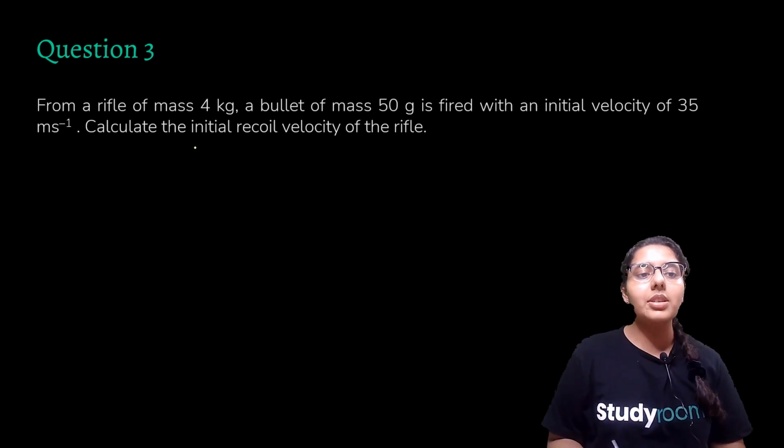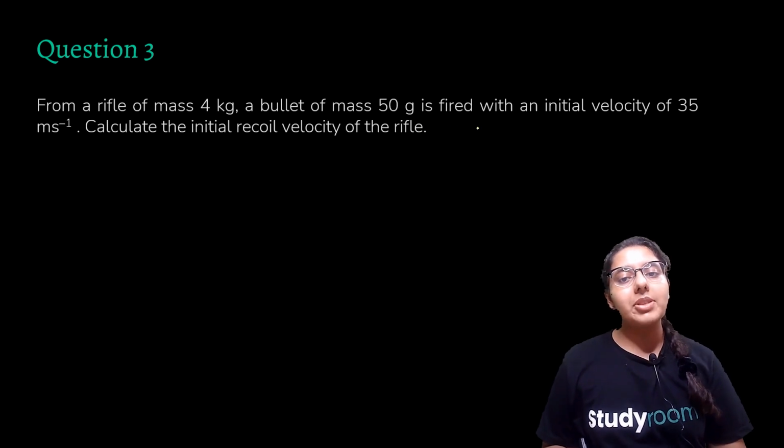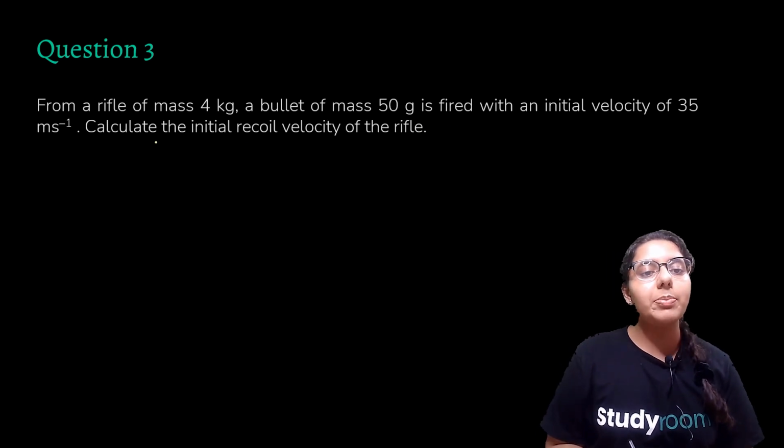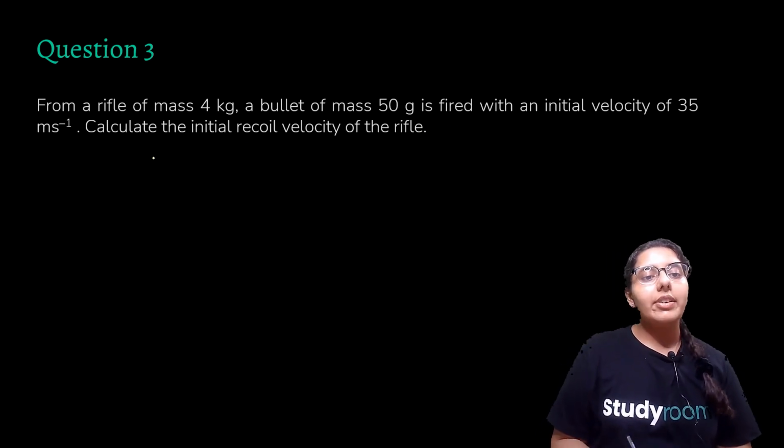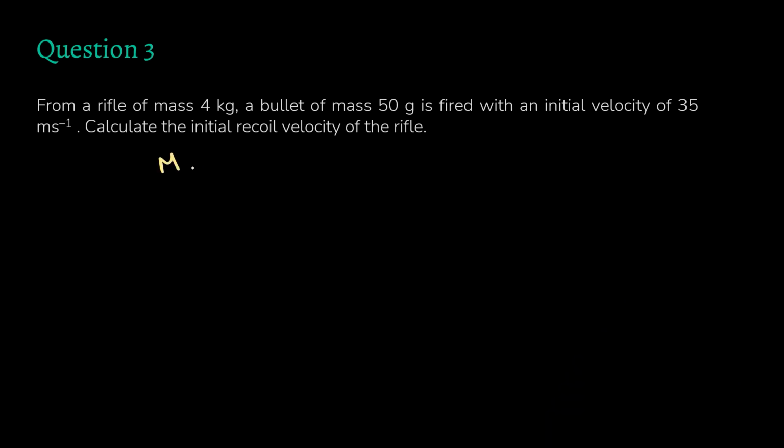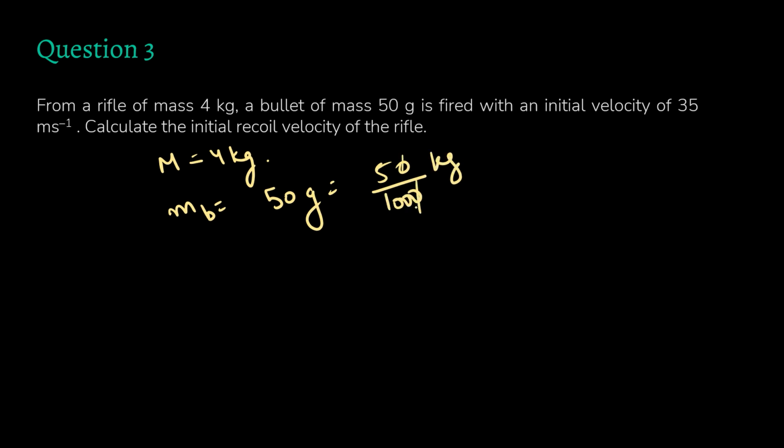Let's do this question. From a rifle of mass 4 kgs, a bullet of mass 50 gram is fired with initial velocity of 35 meter per second. So we have that the mass of rifle is 4 kgs. And what is the mass of bullet? Mass of bullet is 50 grams. That is how much in kgs? 50 by 1000 kgs, correct? So this is 0.05 kgs. Don't forget to convert it into kgs. SI units are very important.